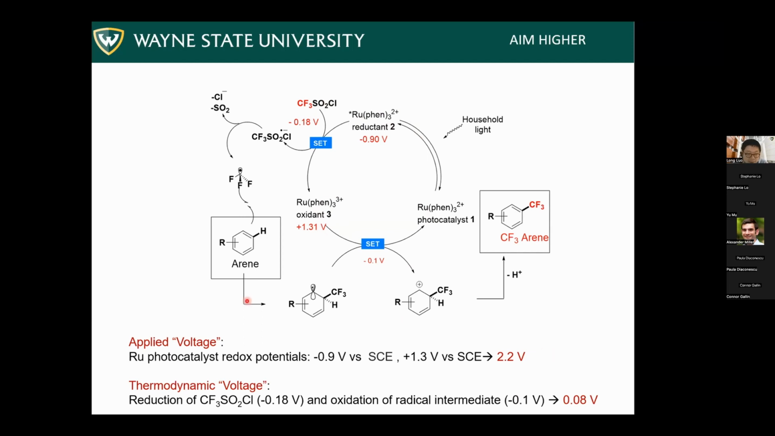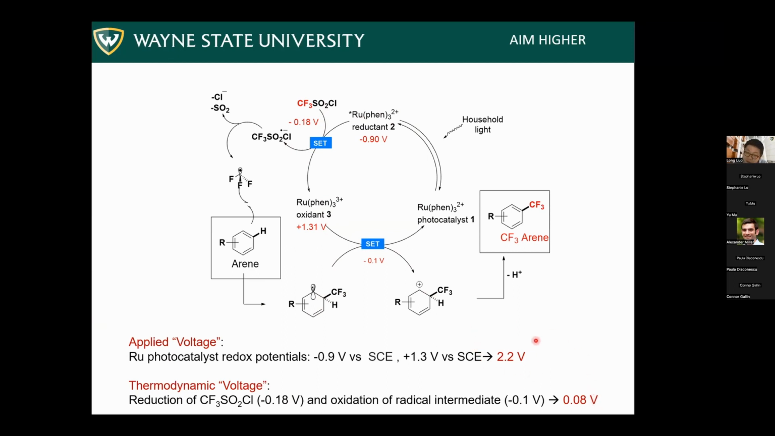Okay, and this is just the applied voltage by this ruthenium photocatalyst. But the true thermodynamic voltage required for this transformation is actually determined by when this triple chloride gets reduced and then the radical gets oxidized to carbocation. So this one is only like 80 millivolts.